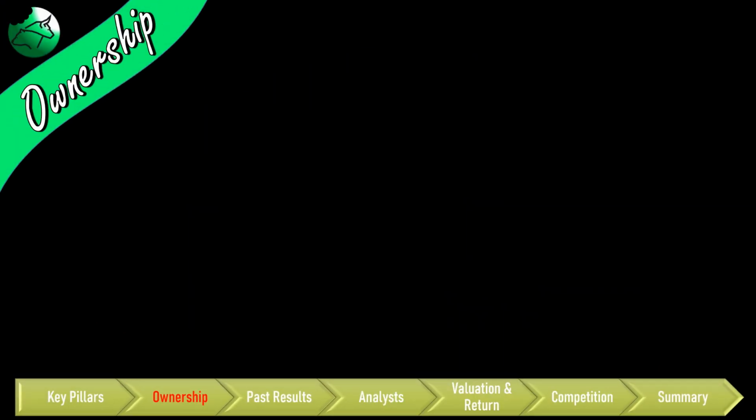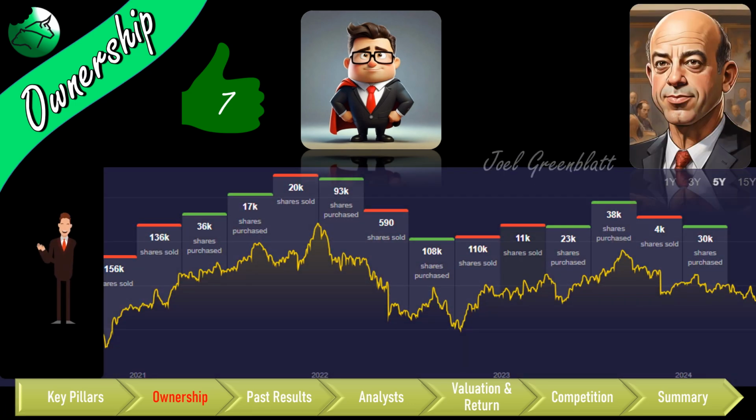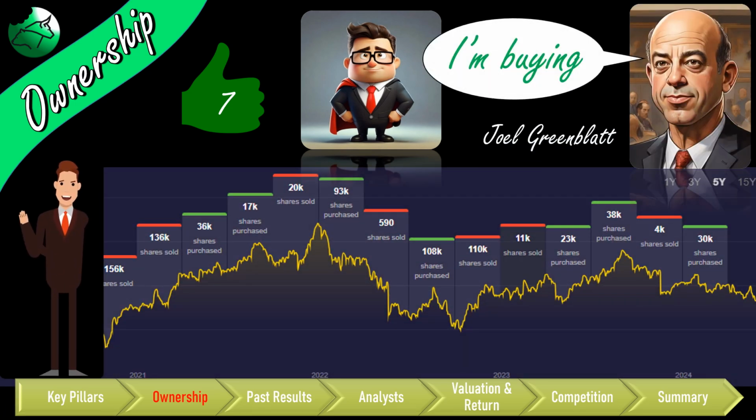There are currently 7 super investors who own this company. If we look back at Joel Greenblatt's previous sales and purchases, we can see he has both bought and sold shares in Cisco over the past few years, and has increased his stake in Q1 of 2024. He has 19.5 million invested in Cisco, and this makes up 0.31% of his overall portfolio.